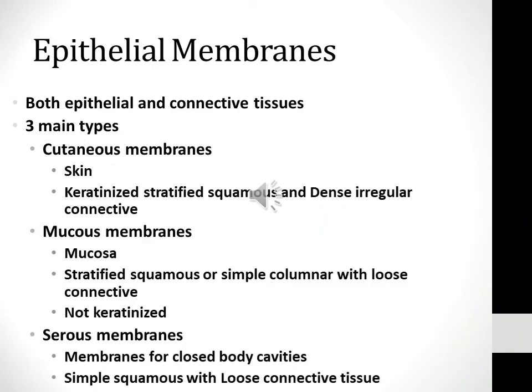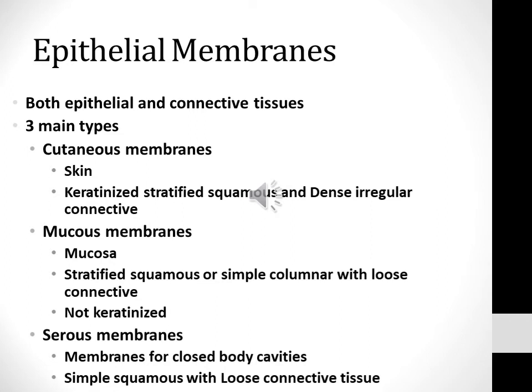Our epithelial membranes are actually made up of both epithelial and connective tissues. They're continuous sheets of lining tissues, and there are 3 main types of membranes. We have our cutaneous membranes, which is referring to skin. These are keratinized stratified squamous epithelium for the epidermis, paired up with dense irregular connective tissue for the dermis. Okay, so you've got both an epithelial and a connective. You've got stratified squamous and dense irregular, and those are your cutaneous membranes.